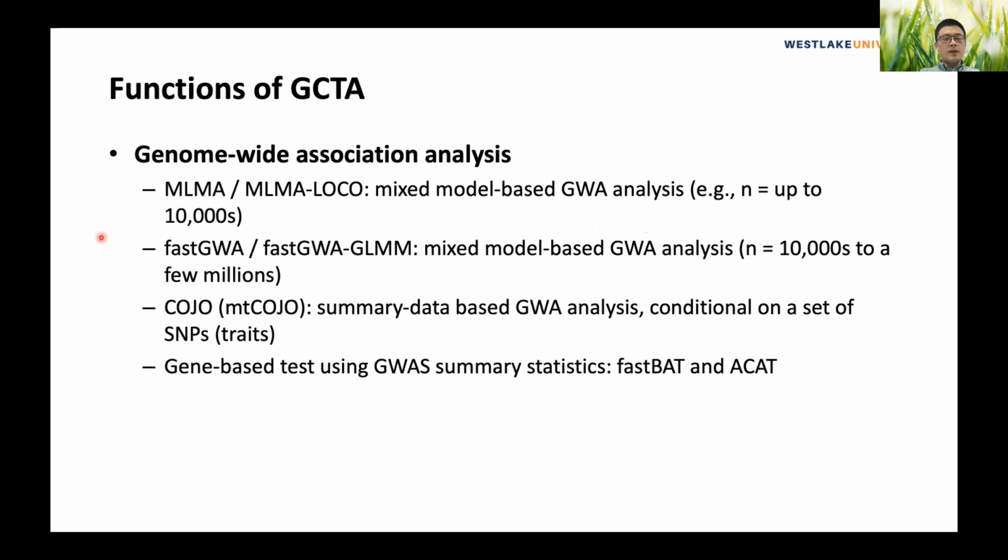In module number 2, we have a couple of GWAS methods, and there are two mixed linear model-based GWAS tools called MLMA and fastGWA. If your sample size is not so large, you can use MLMA, or MLMA leave one chromosome out. If your sample size is as big as the UK Biobank or even larger, you can use fastGWA, or fastGWA-GLMM if the phenotypes are binary. We also have COJO and MT-COJO for summary data-based conditional analysis, with COJO to do conditional analysis conditioning on SNPs, and MT-COJO for conditional analysis conditioning on traits. We have also included gene-based test methods such as fastBAT and ACAT.